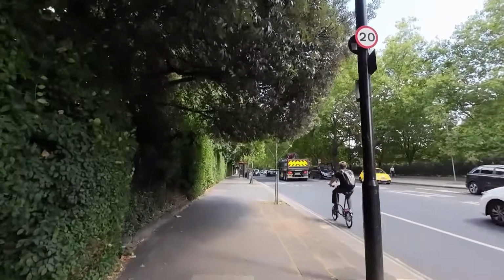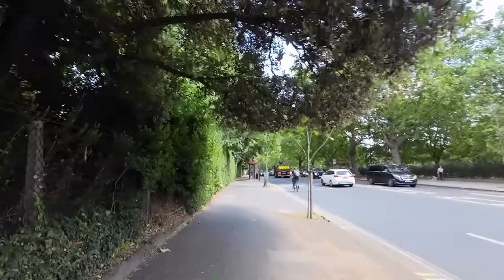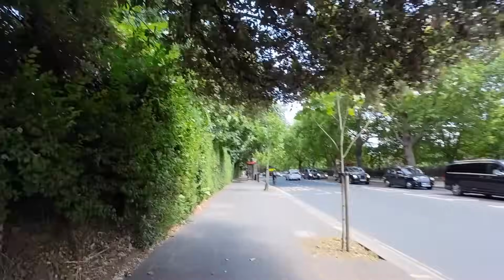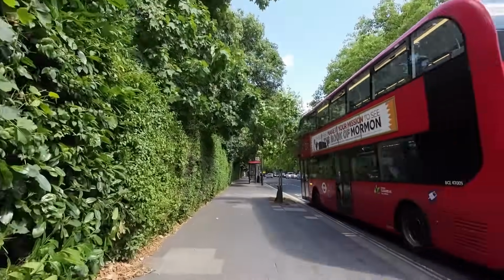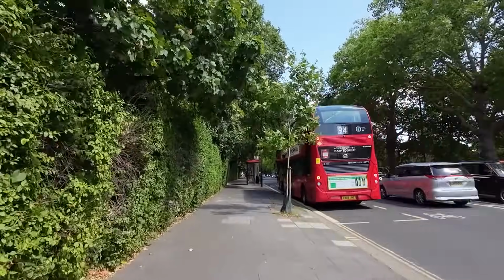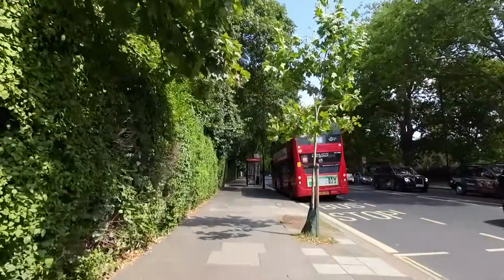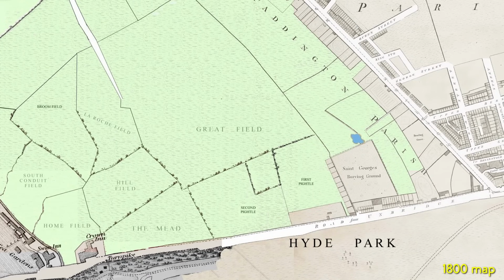Bayswater Road, which is our route for the whole of this walk, is the main road running along the northern edge of Hyde Park. And like Oxford Street further east, Bayswater Road follows the course of the old Roman road linking London with Silchester. On this 1800 map, the main road, then known as Uxbridge Road, was still very rural.